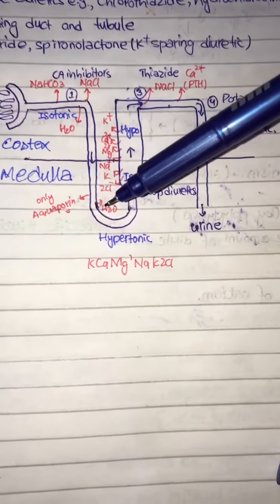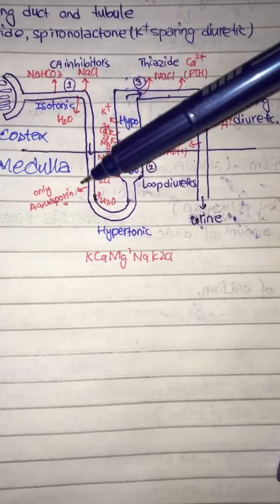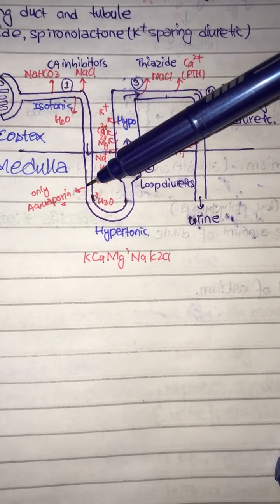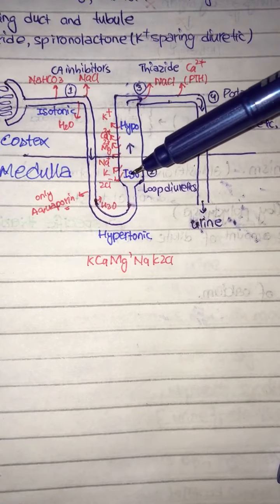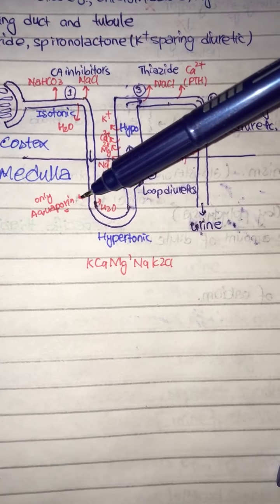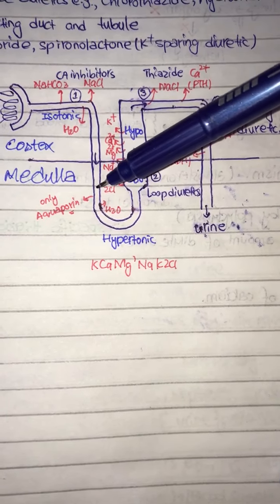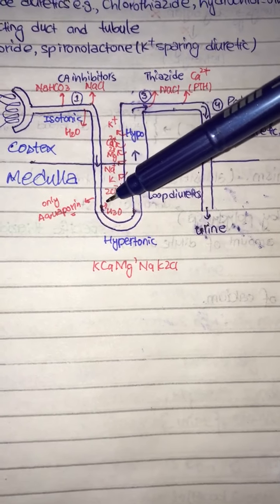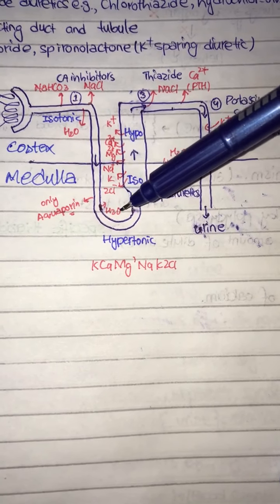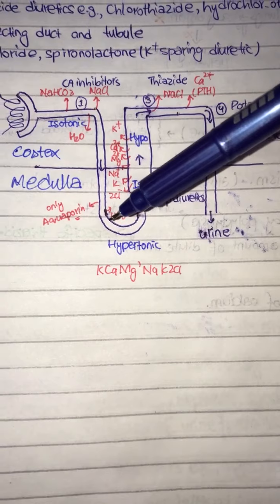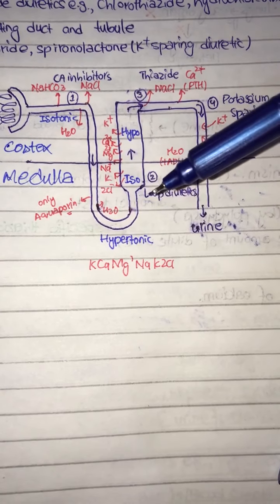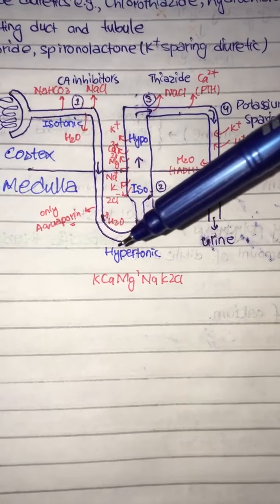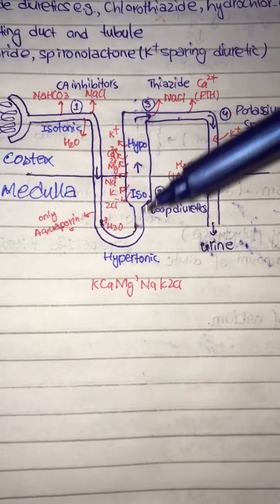Moving to the next, we have the loop of Henle. This is the descending loop of Henle, and this is the ascending loop of Henle. Here is an important tidbit: only aquaporin channels are involved in it. So only water reabsorption will be done here, and it will become hypertonic. I will show the osmolarity of the whole nephron after the classification.